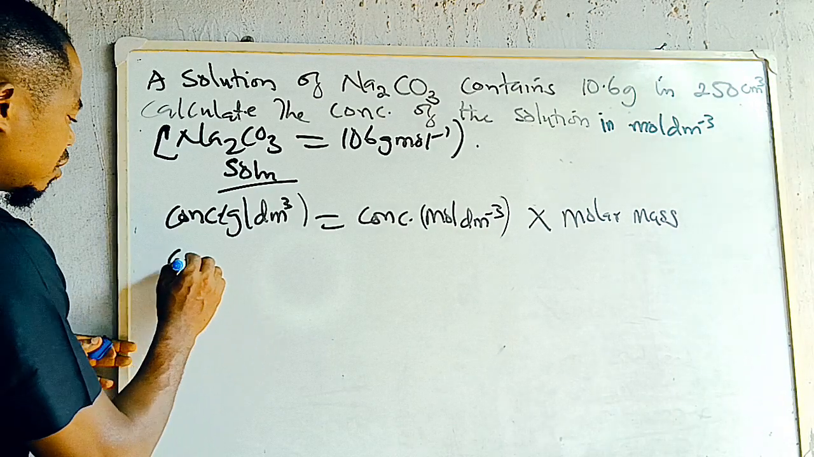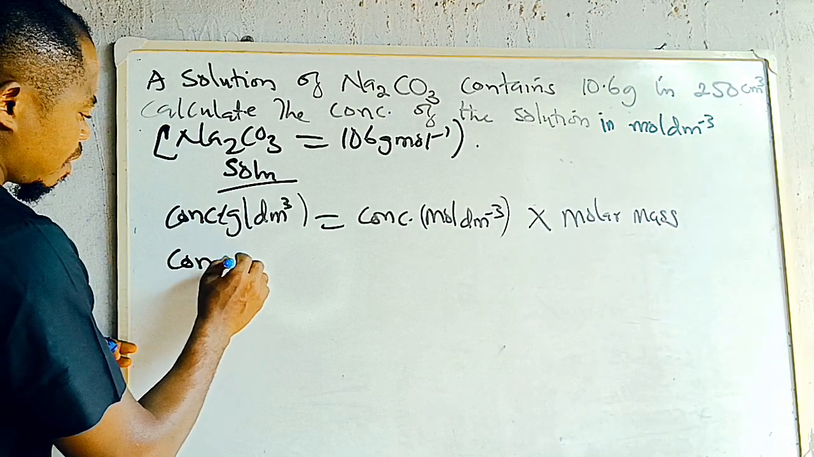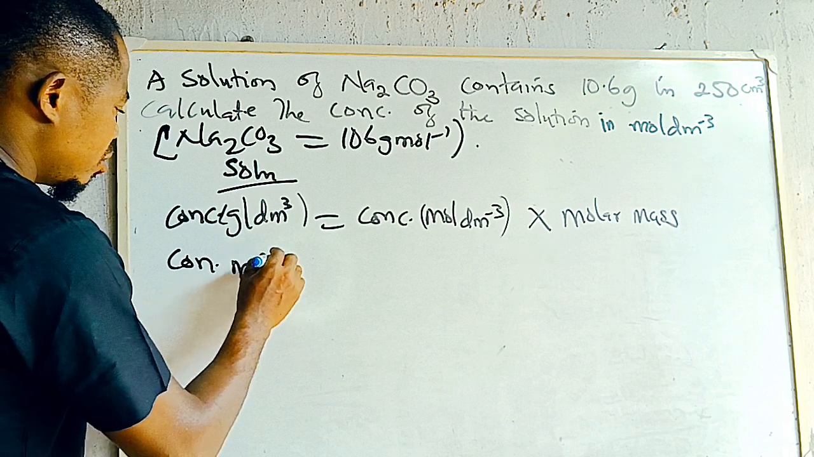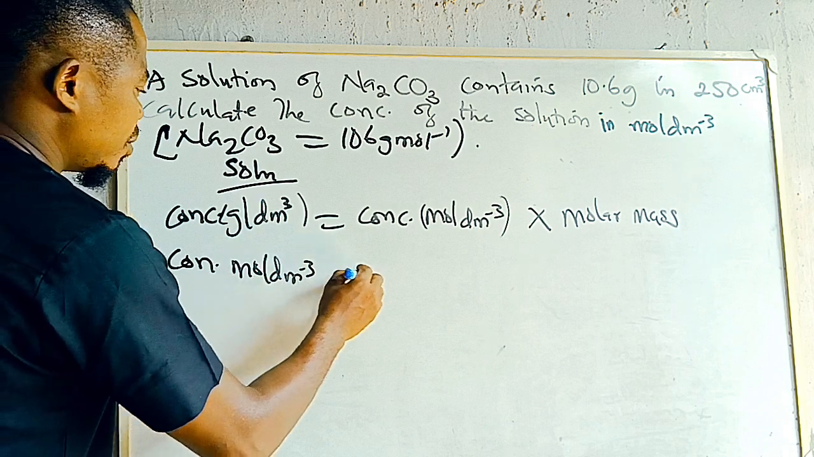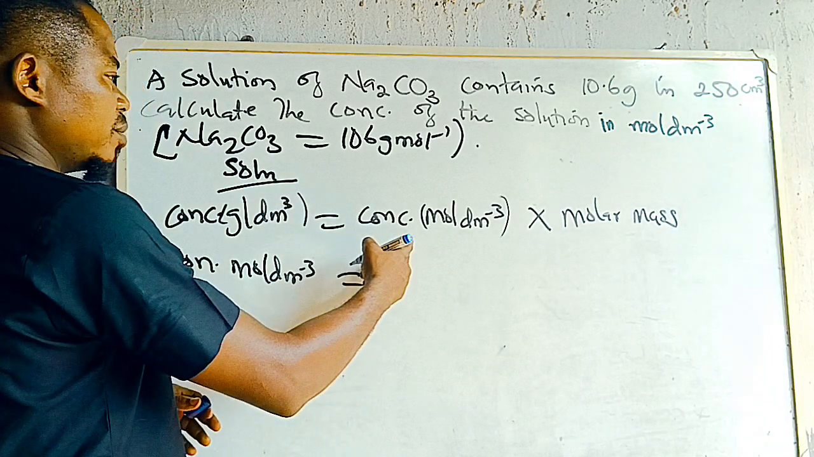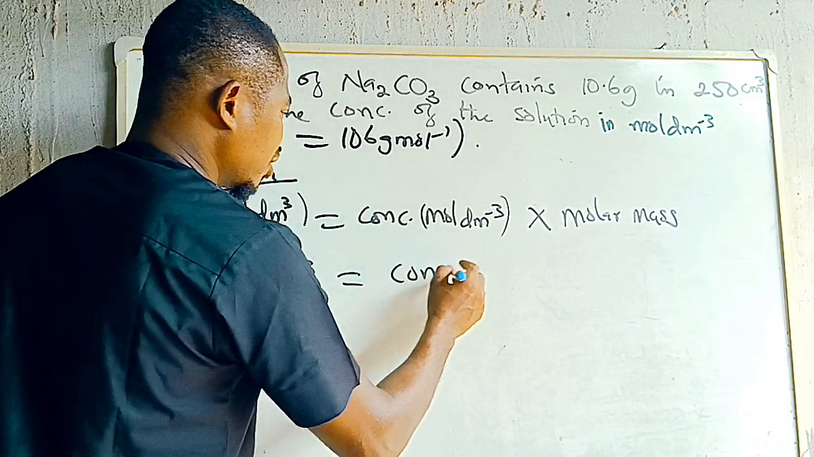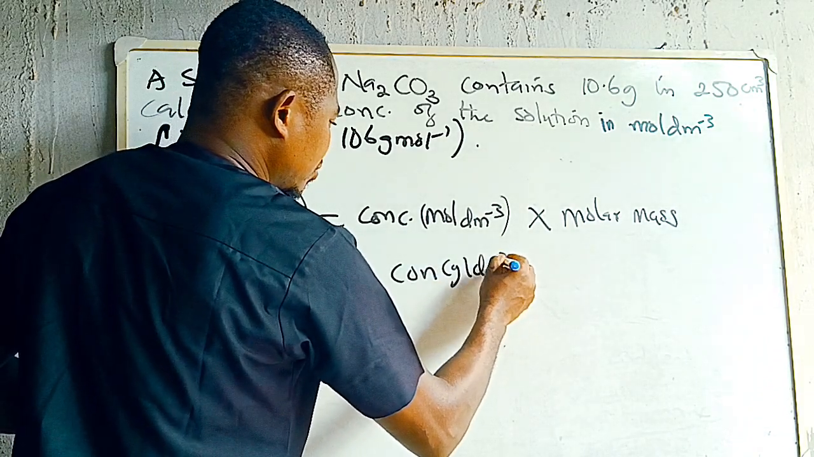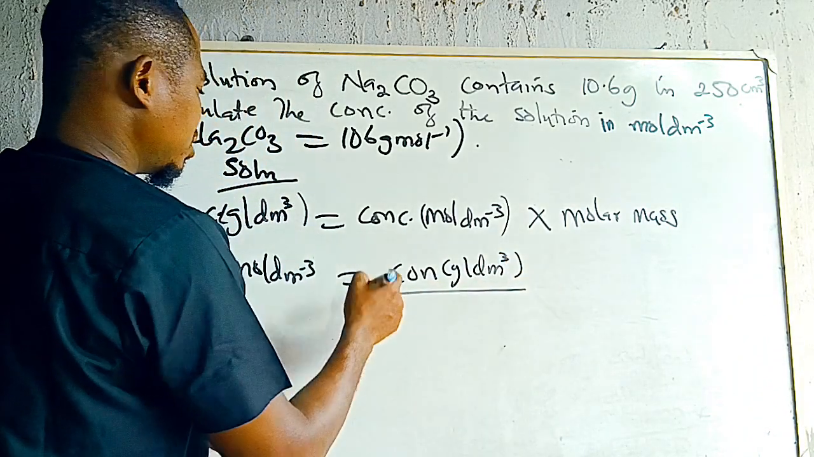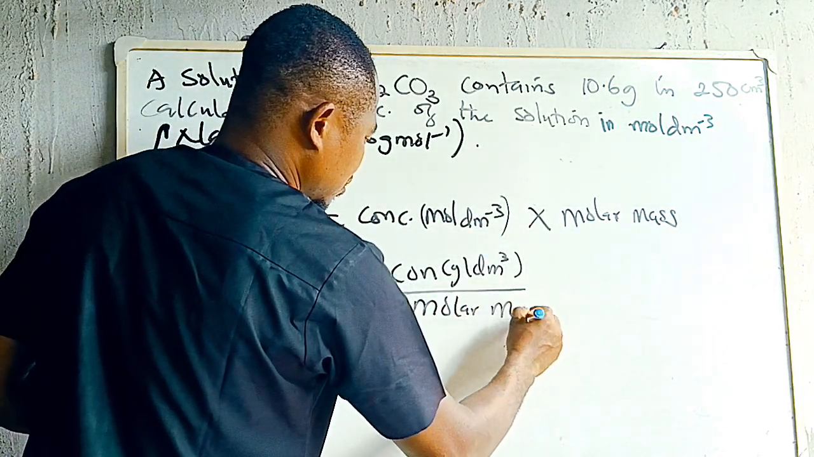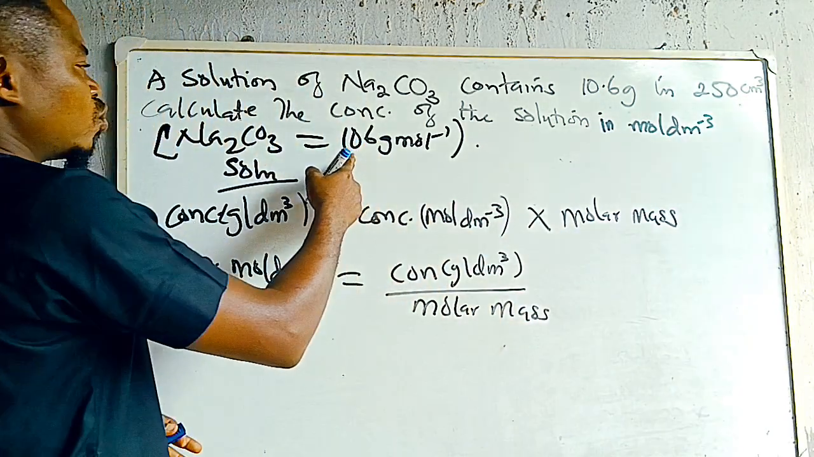So we're going to have concentration in mole per dm³ will be equal to what? Divide both sides by the molar mass. Concentration in grams per dm³ divided by the molar mass. Now we have been given the molar mass as 106.